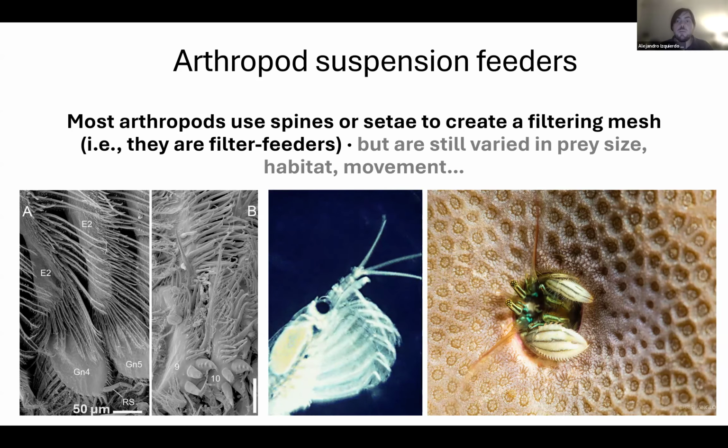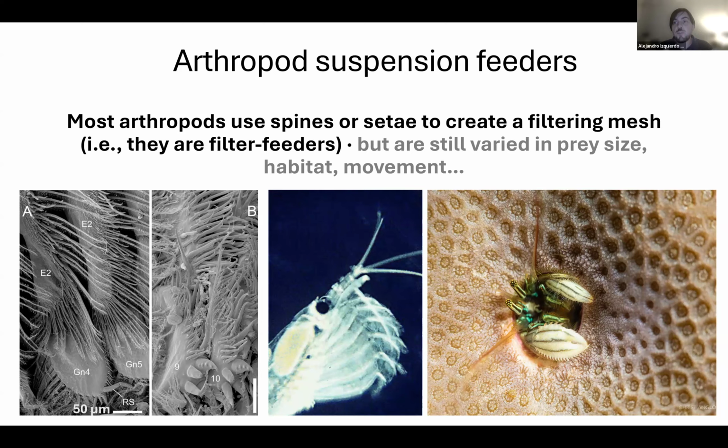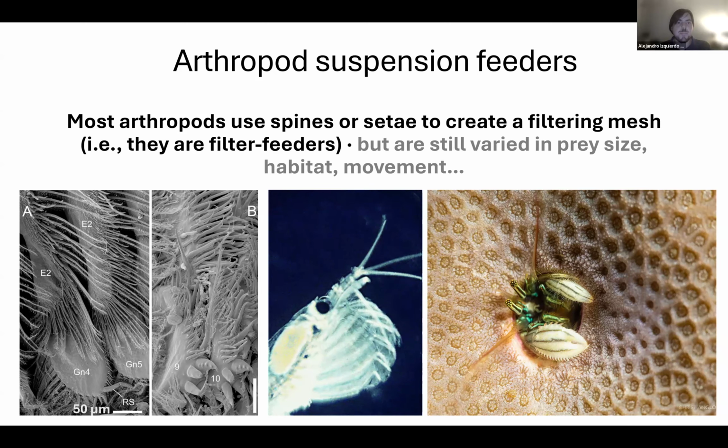However, if we look into detail, we can see more functional morphological variation in terms of the type of prey that they capture, their habitat, their movement, and so on. So what we want to do is quantify how these animals are doing suspension feeding and align them to different types of niches. Each niche will have different physiological requirements inside this umbrella of suspension feeding.